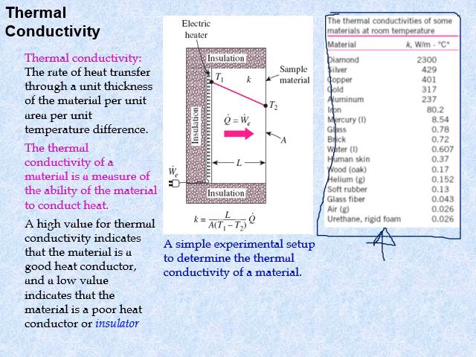Okay, so the thermal conductivity of a material is a measure of the ability of the material to conduct heat. I already mentioned here also, a high value of thermal conductivity indicates that the material is a good heat conductor, and a low value indicates that it's a poor heat conductor, or insulator. So this is a simple experiment to see the thermal conductivity value in the materials.